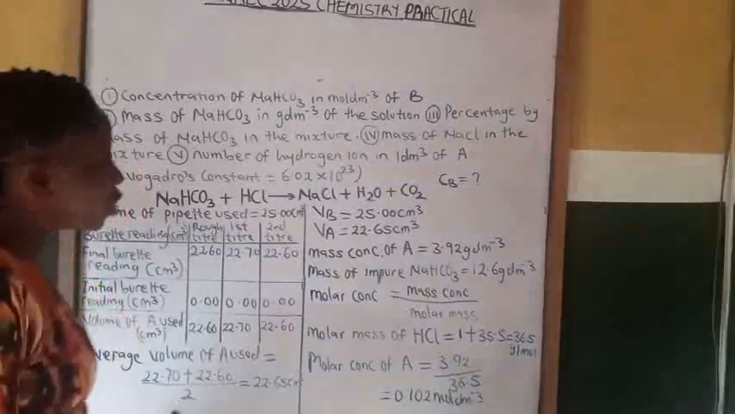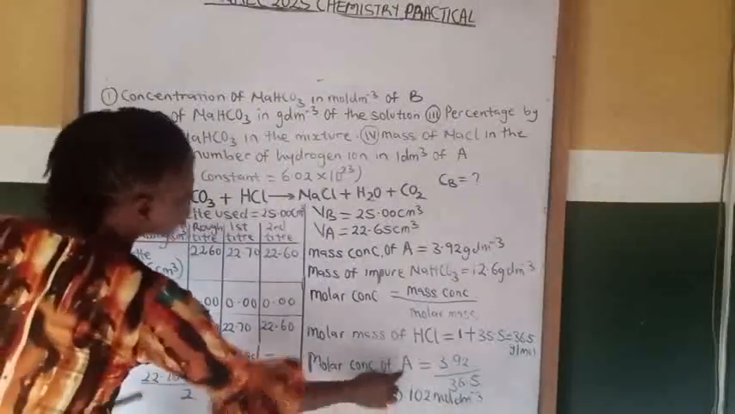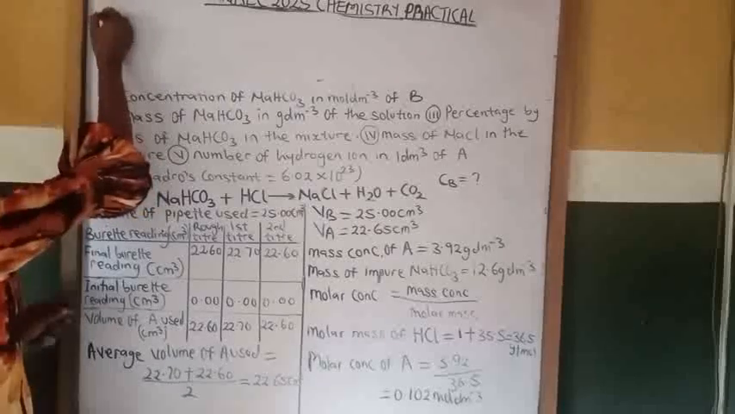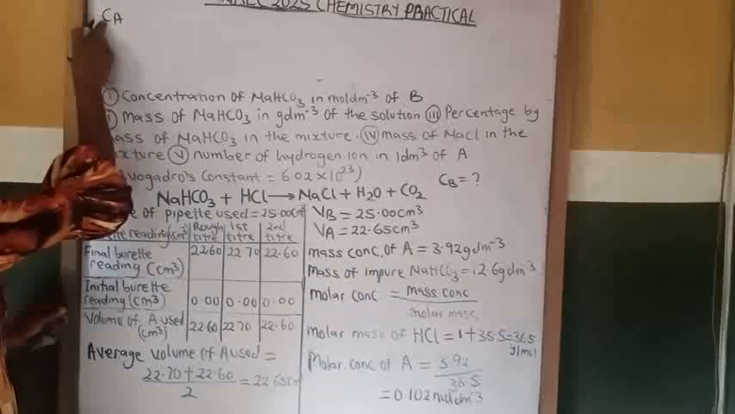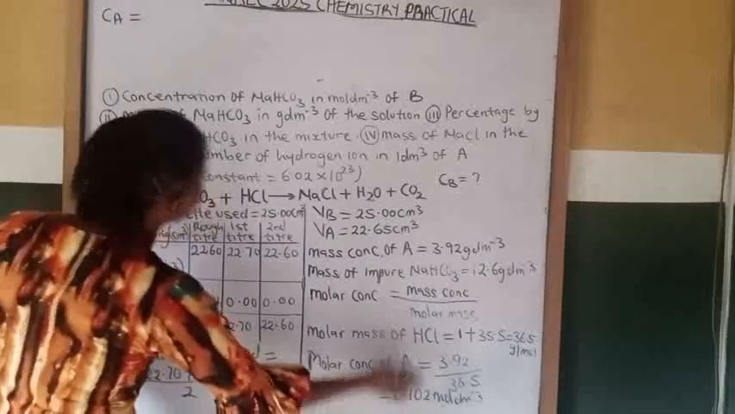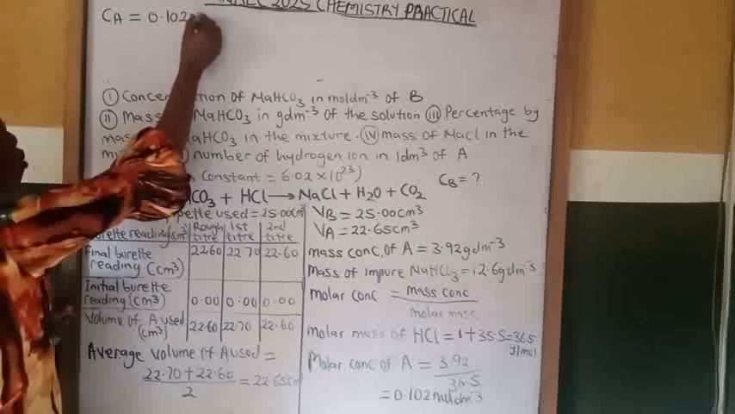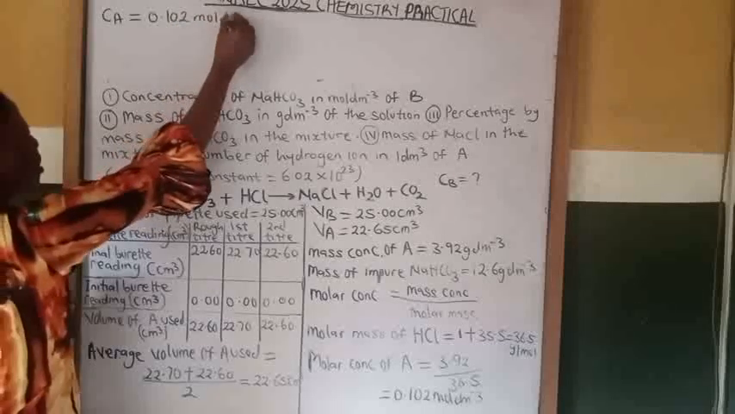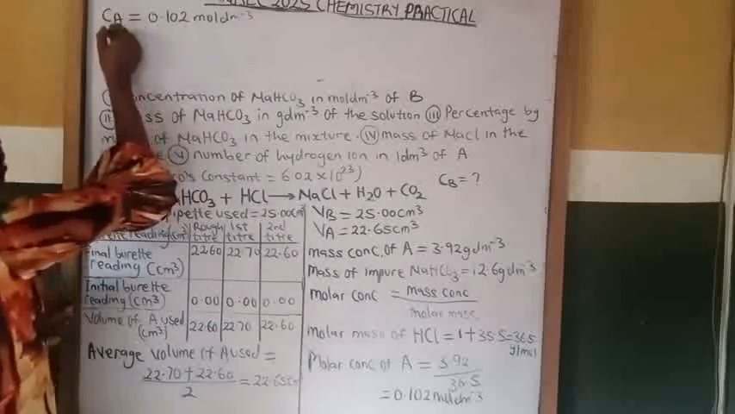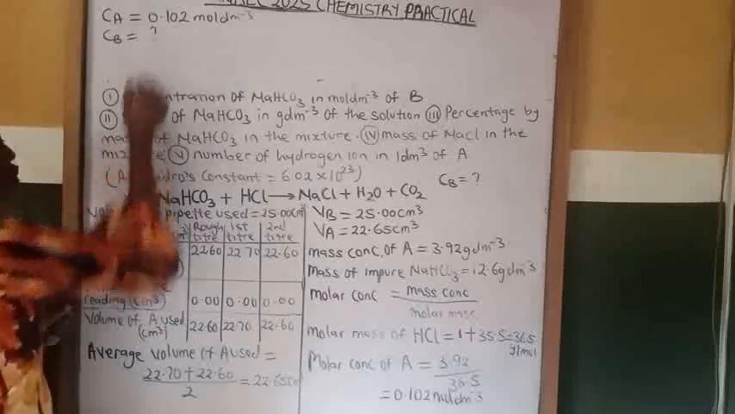Now I'm looking for the molar concentration of base. Then the molar concentration of acid can also be written as Ca, where C means molar concentration. I've gotten my molar concentration of acid to be 0.102 mole per dm cube. Then the molar concentration of base, which is Cb, is unknown.